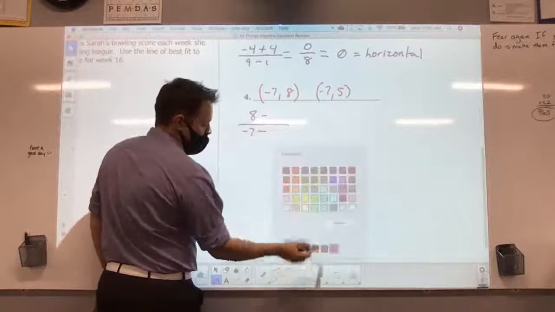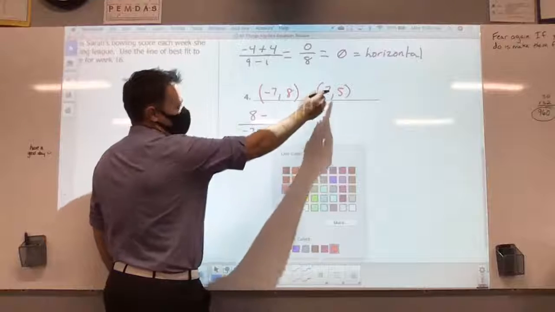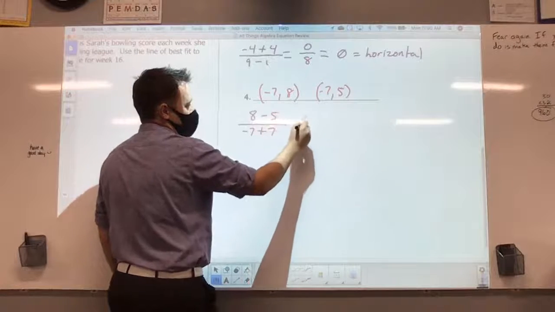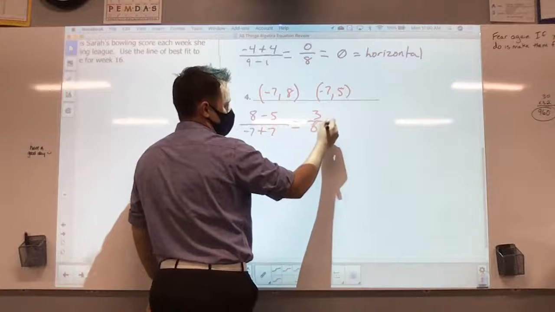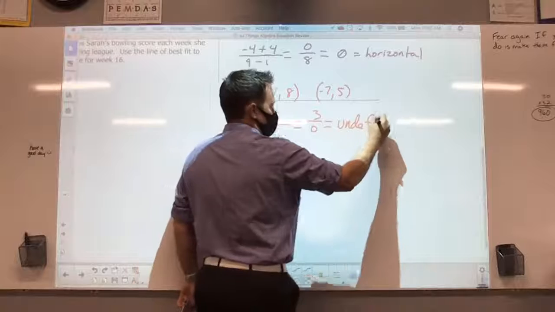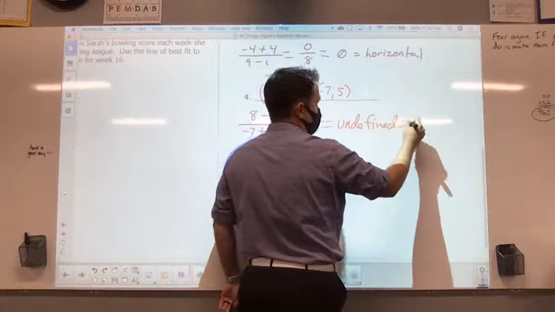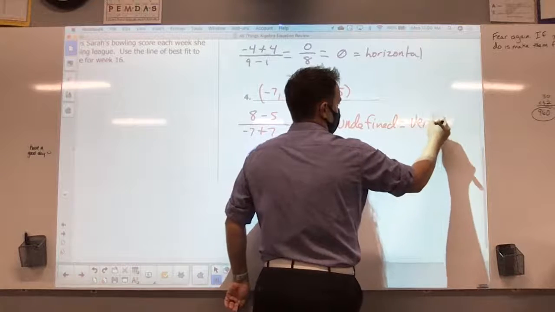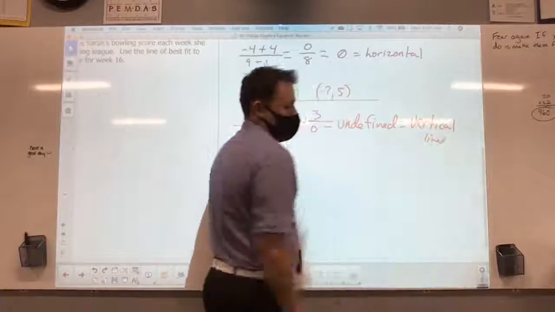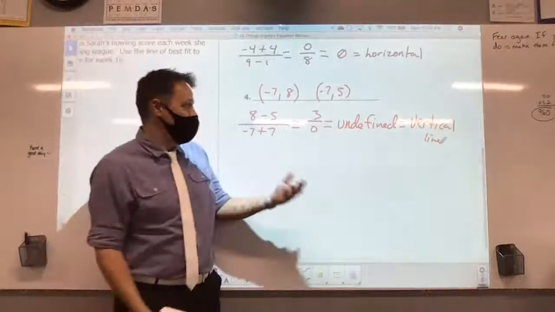And then you put it in the other point here, and it's going to end up being what? 5 plus 7. So this would be 3 over 0. So this is undefined. Okay, if you guys run into this, then you would stop because this is a vertical line. All right? Any questions on that?